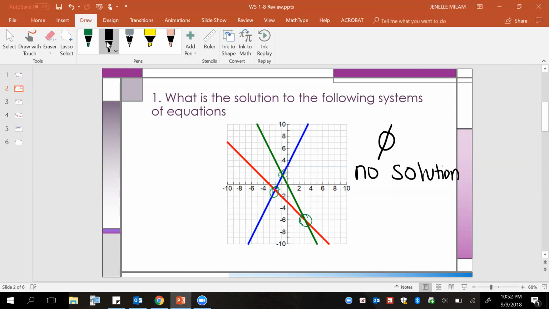The other two types you can have are one solution, where they're intersecting at the same point, and you write the point. It's got to be like the point (1, 3). Make sure you've got those parentheses, not just x, not just y, but the actual point. Or there can be infinitely many solutions, which is the exact same line. So if I put a line on top of this blue, then that would be infinitely many with the blue and whatever line I put.